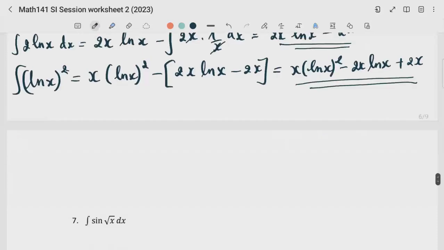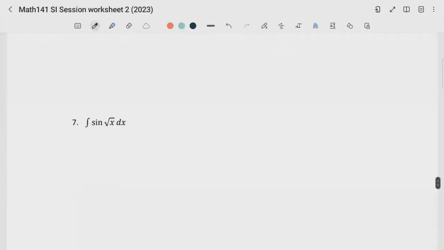Okay, so if you have any questions, you're free to stop me at any time. Right, so let's move on to the next one then. But this one is asking us to find the integral of sine of the square root of x. Right, so how should we go about solving this, in your opinion?